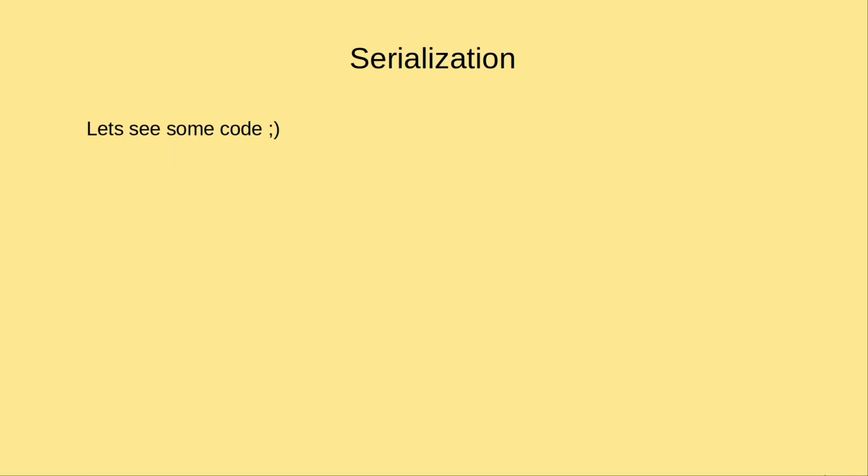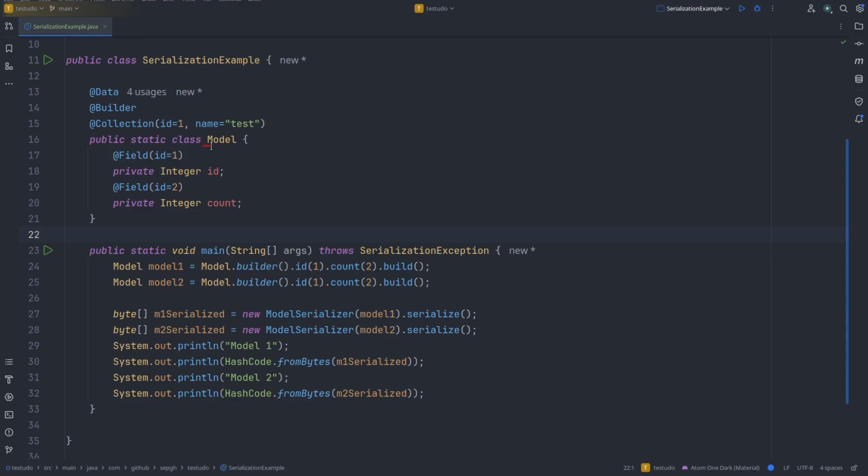So let's see a little bit of code and see how it works so you have an idea about it. Here you can see that we have a class named model, and this class represents a collection called test, and it has two fields, integer ID and integer count. Each field also has an ID, which in my implementation of schemes, we have to set IDs for fields. We could specify a type for the field as well, but it actually understands that the type is integer from the Java class.